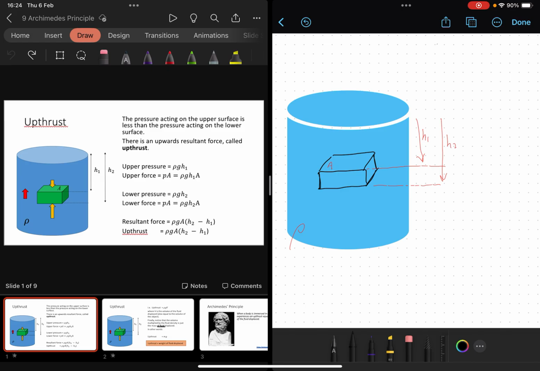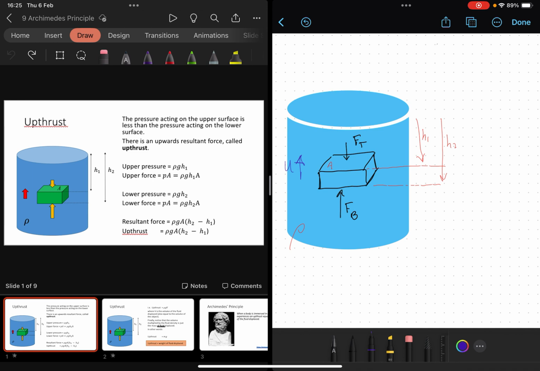And so what that means is that there is a greater pressure here compared to here, and I'm denoting that with the length of the two arrows. Therefore there's a greater force acting on the base of the object compared to the top of the object. In other words, there's a resultant force, and the resultant force is acting upwards, and this is what we mean by upthrust. It's the resultant of the two forces, and it's going to be in that direction.